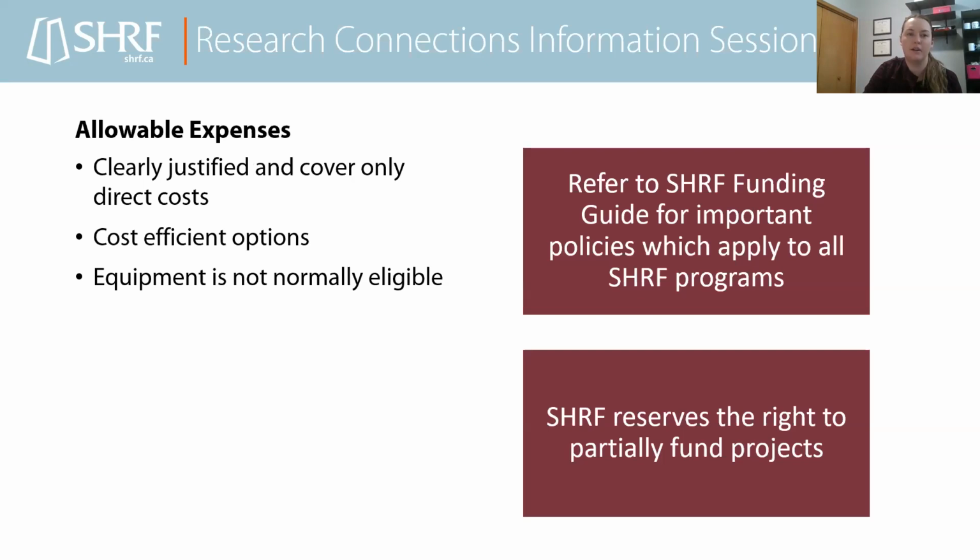And a bit more on the allowable expenses. SHRF is publicly funded, so all expenses should be clearly justified and cover only the direct costs and include cost-efficient options when available. Equipment is not normally an eligible expense. And then the SHRF funding guide is always a handy resource for policies which apply to all SHRF programs, such as if you're looking for guidance on patient honoraria and things like that. And SHRF does reserve the right to partially fund projects, just depending on the budget justification there.